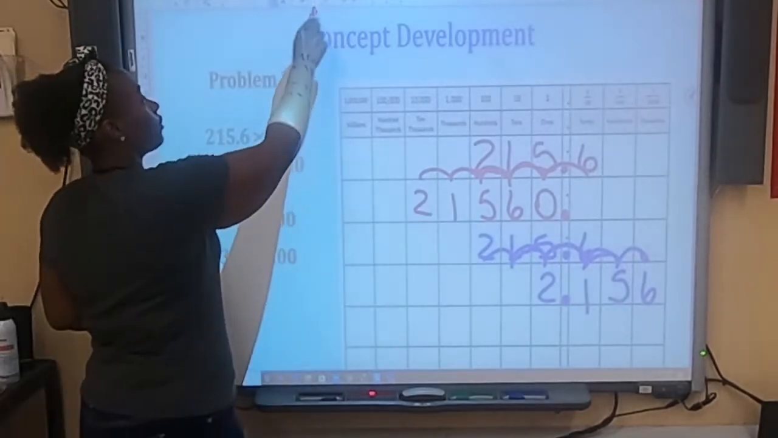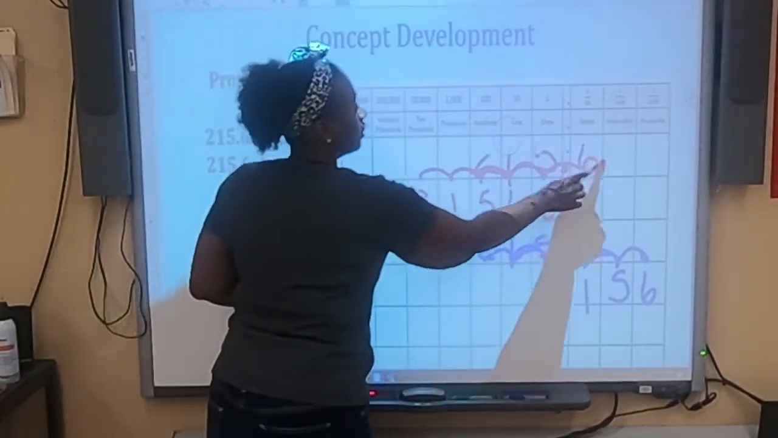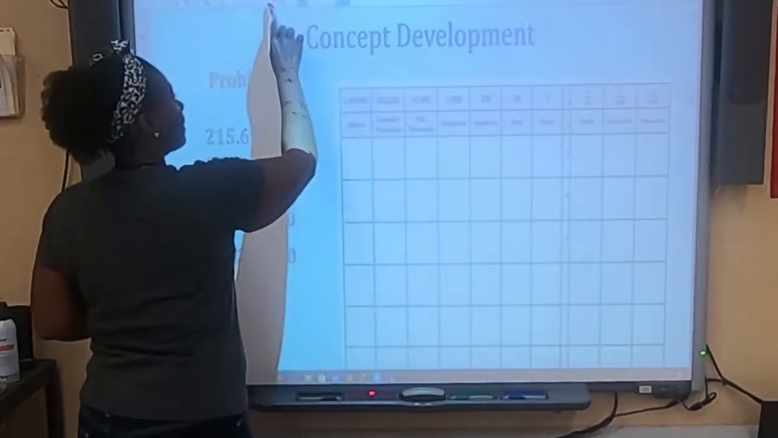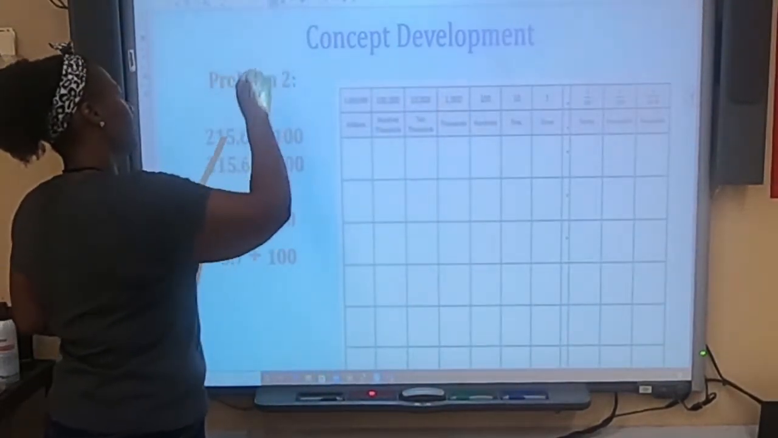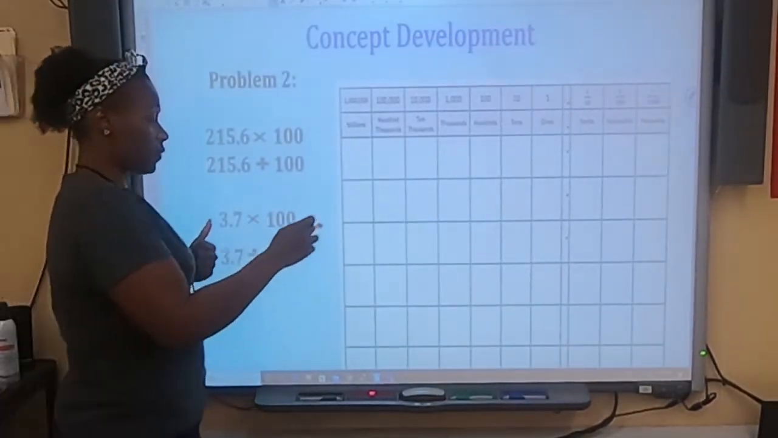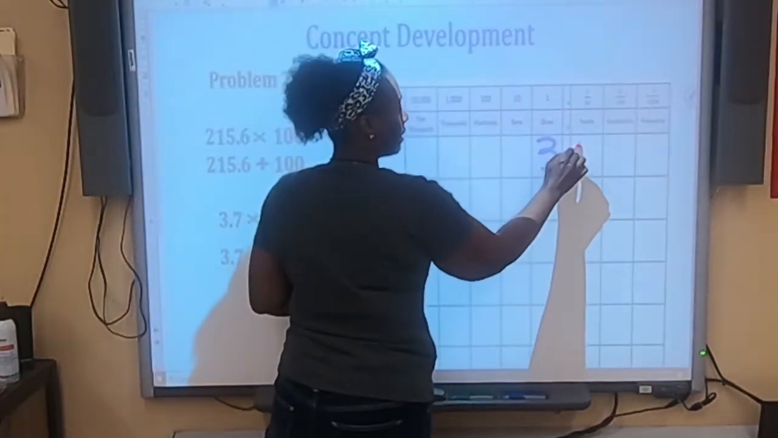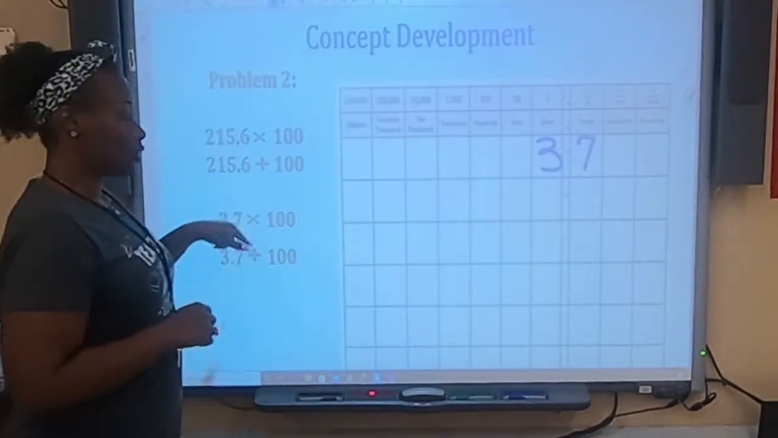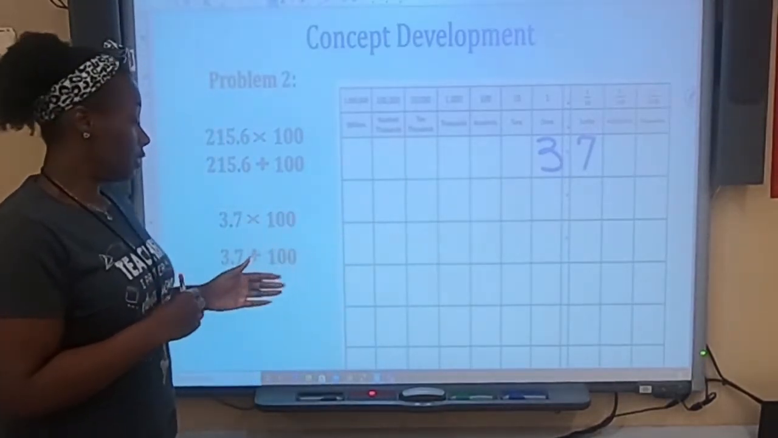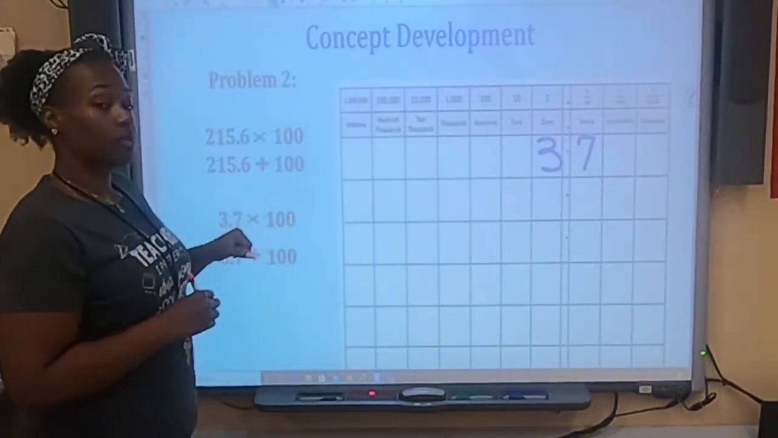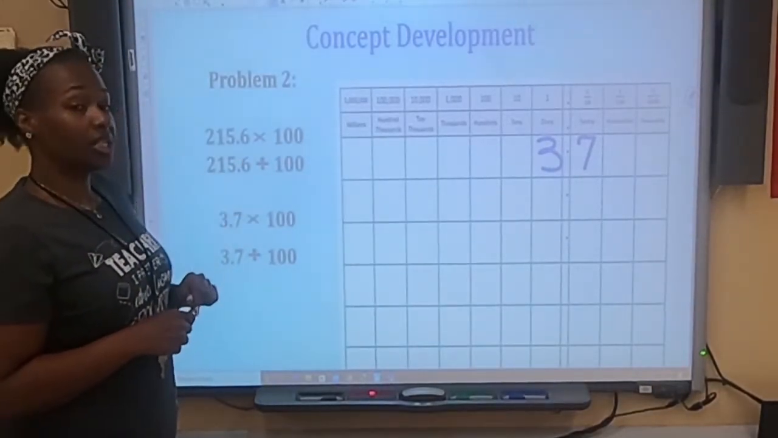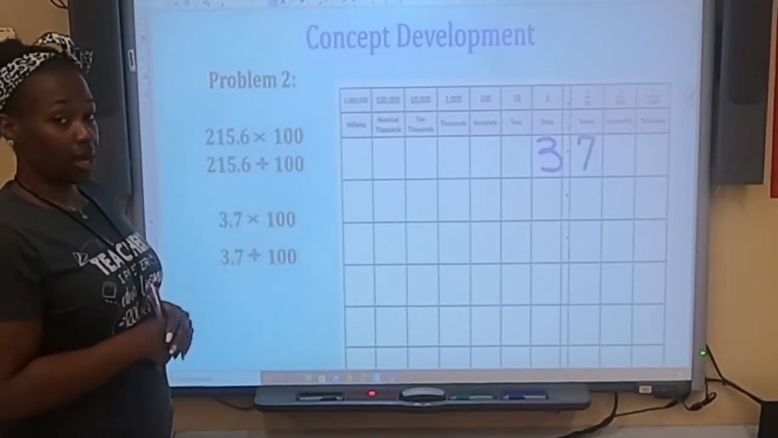Okay, let's use another number. This time we're going to use 3 and 7/10. I start by putting my digits in their place value. So we have 3 ones and 7/10. We are multiplying, which tells us to shift those digits to the left. We're multiplying by 100, which tells me to shift 2 times. So I need to take each digit to the left 2 times.